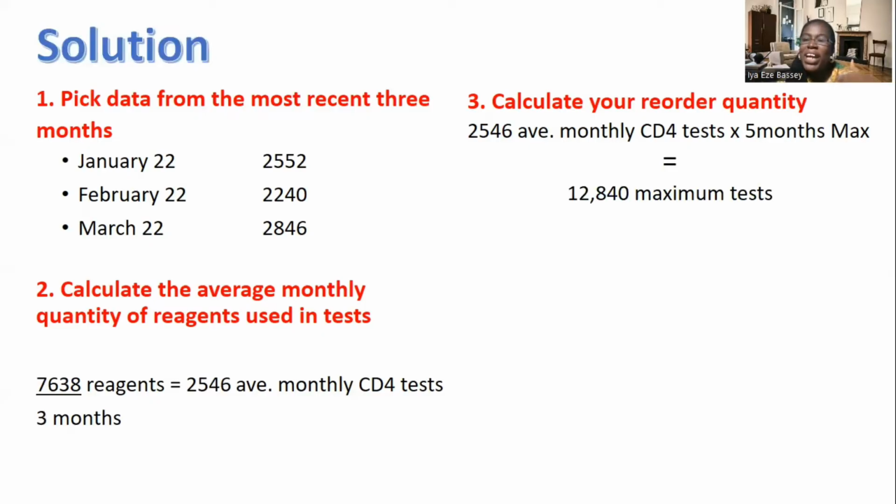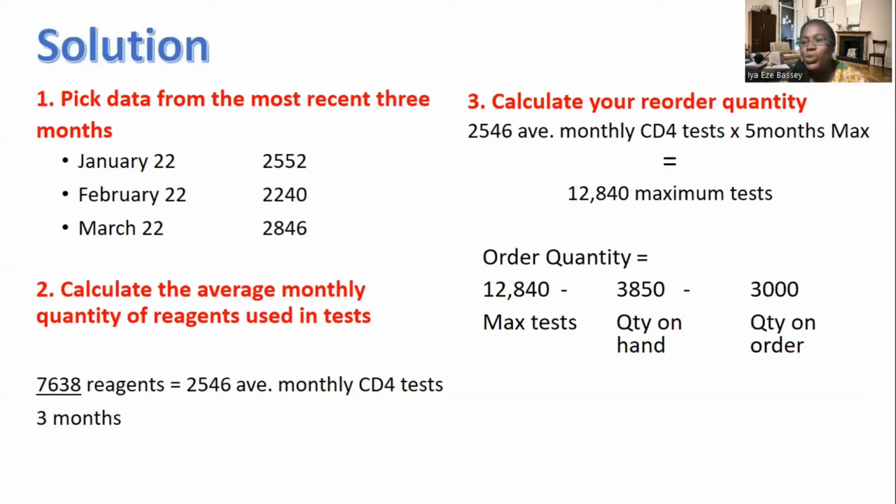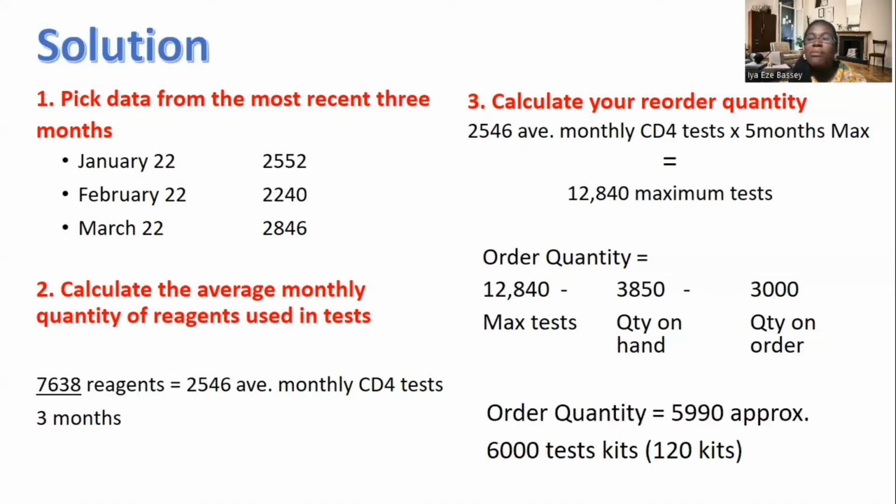Okay, so having had the highest amount of tests I should have in my facility, how do I know what to order? I know that my tests at this average monthly consumption must not exceed 12,840. And if you remember in the question, as at April 1, 2022, I had 3,850 tests with me. That's the balance on hand. So I have to remove that because I already have that on hand. And remember that I had made an emergency order for about 3,000 of those tests, I have to also remove that 3,000 from my max. So if I do that, my order quantity will be about 5,990.